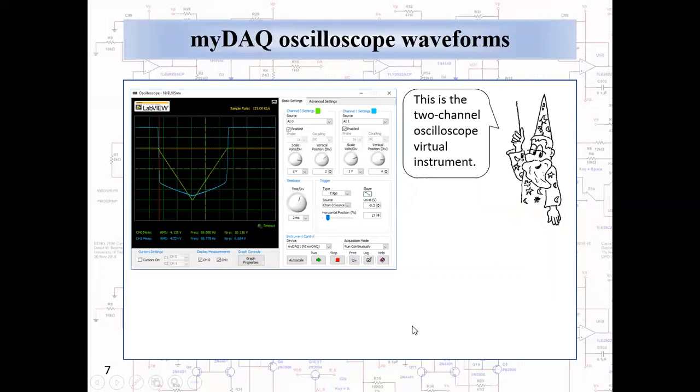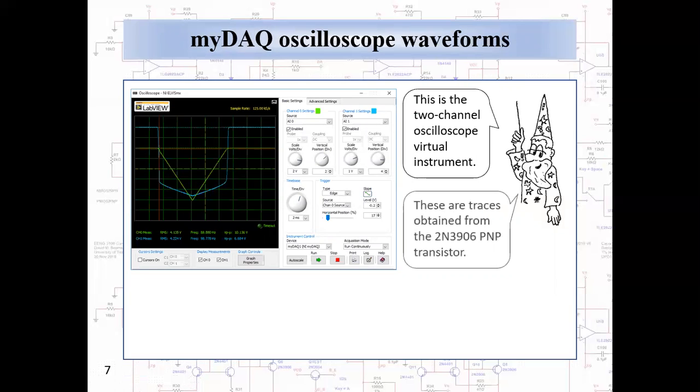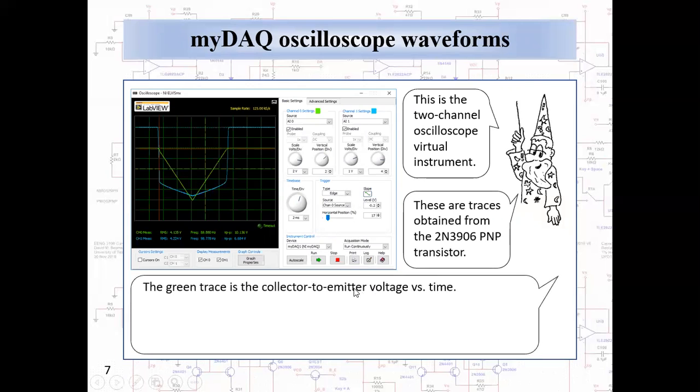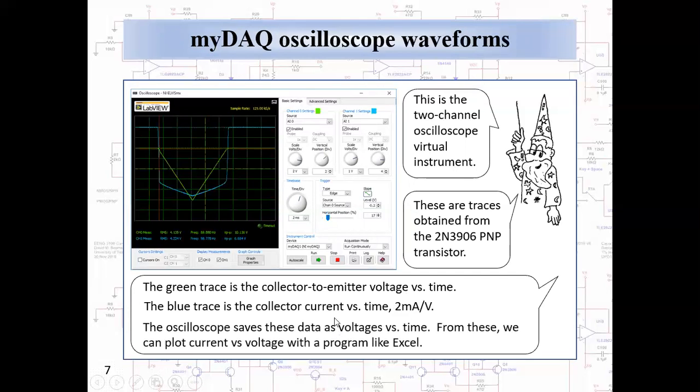And this is the 2-channel oscilloscope virtual instrument. The traces here came from the 2N3906 PNP transistor, and what you're looking at here, the green trace is the collector to emitter voltage versus time. The blue trace is collector current versus time with a scaling factor of 2 milliamperes per volt. And the oscilloscope can save these data as voltages versus time. Now, from these, we can plot current versus voltage with a program like Excel.